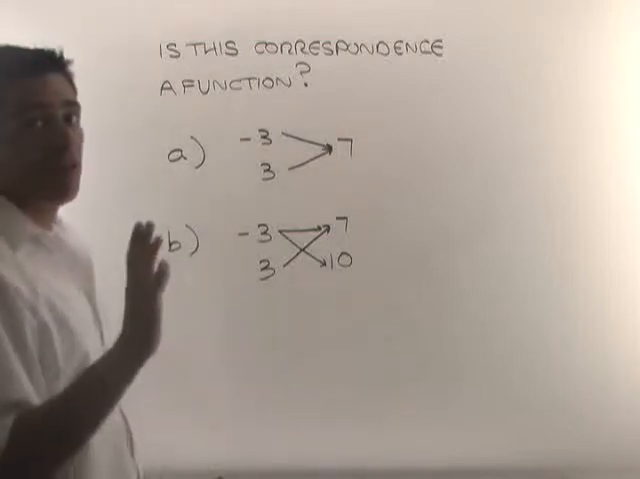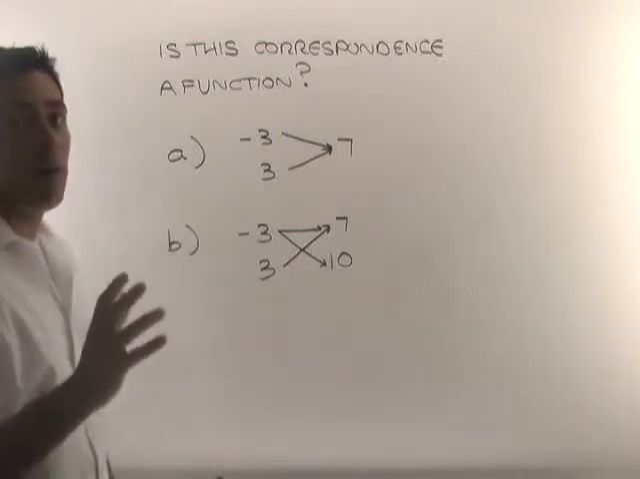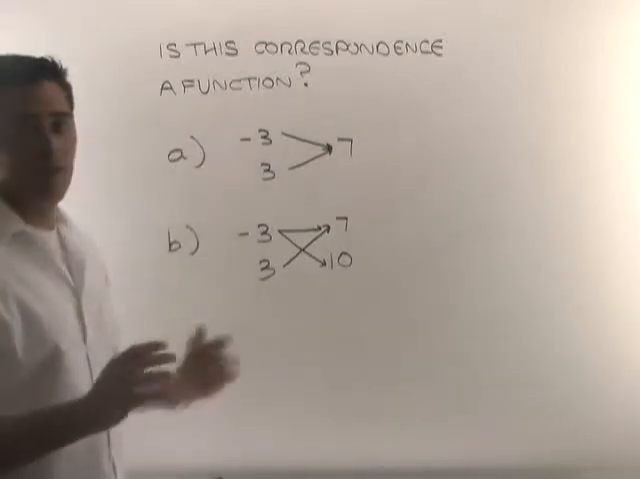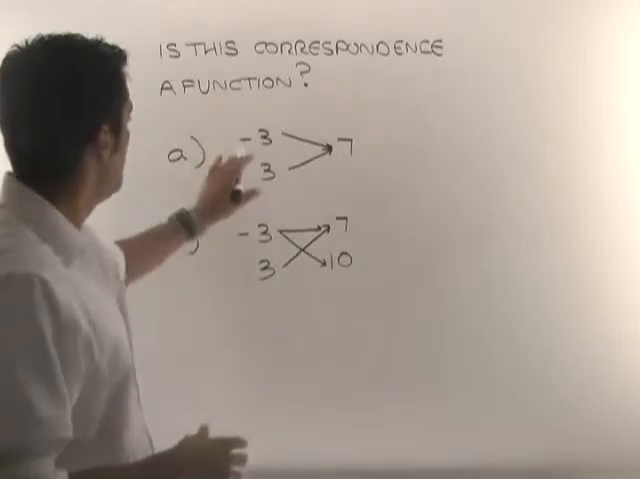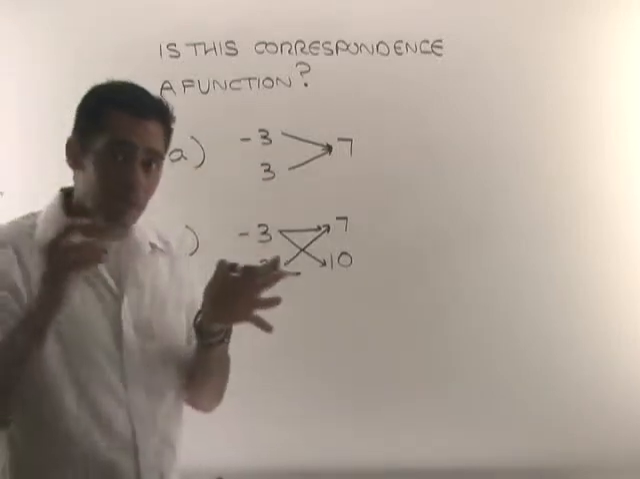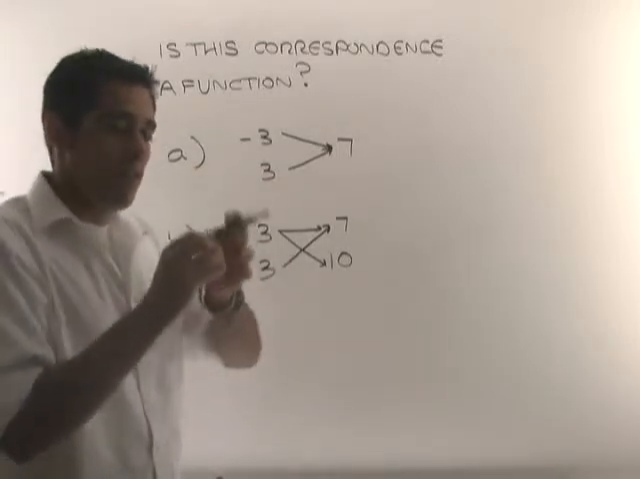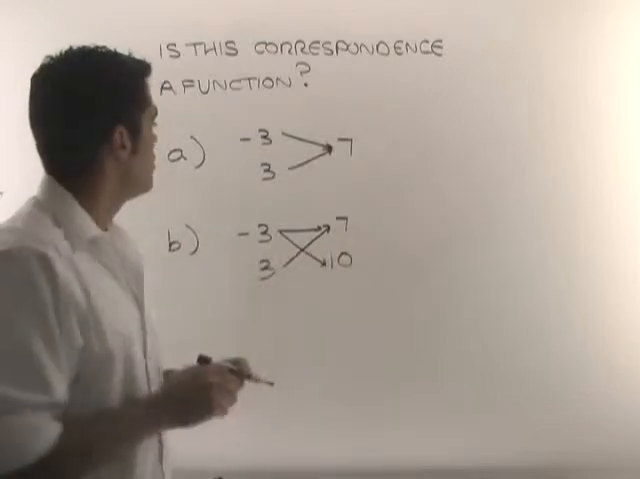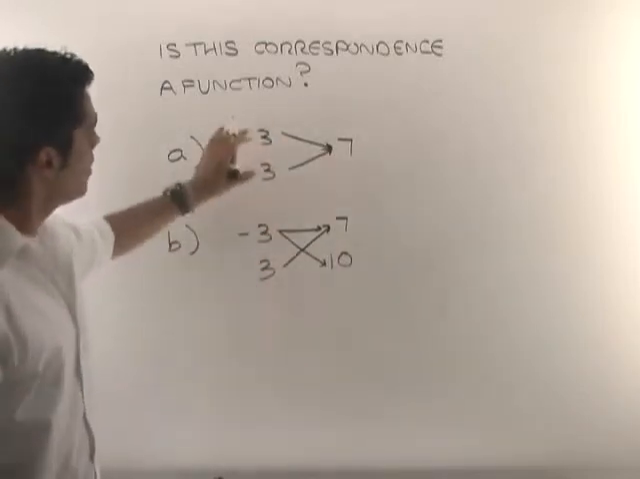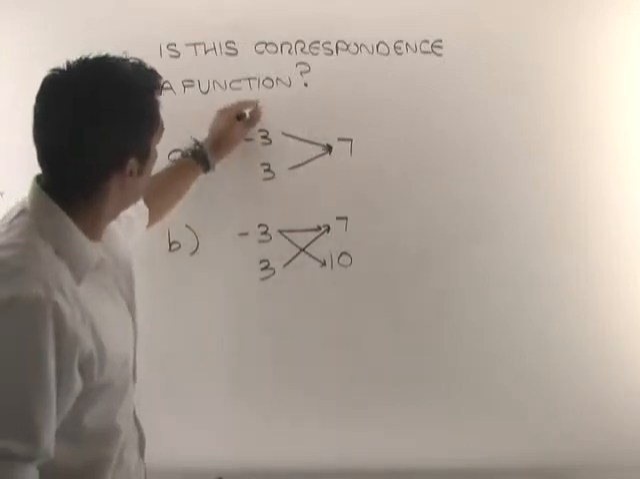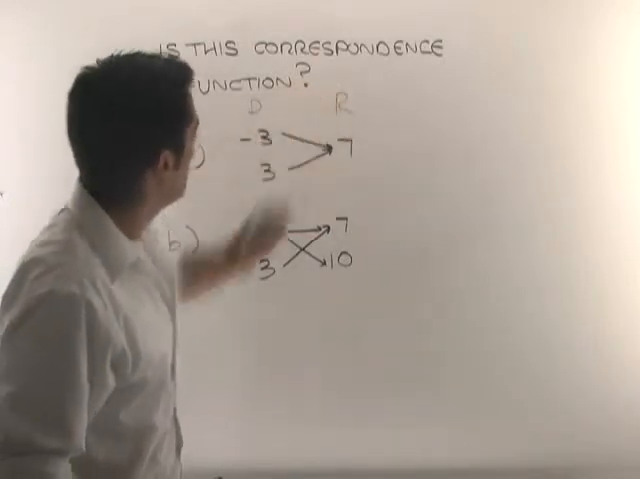Okay, now it's time to start talking about what are called functions. When we talk about functions, it's important to understand what's called the domain and the range. The domain is basically the things that are plugged into the function, and the range are the things that come out of the function. So when we look at some correspondences like this, we want to look at the left side here as being our domain, and the right side here as being our range.